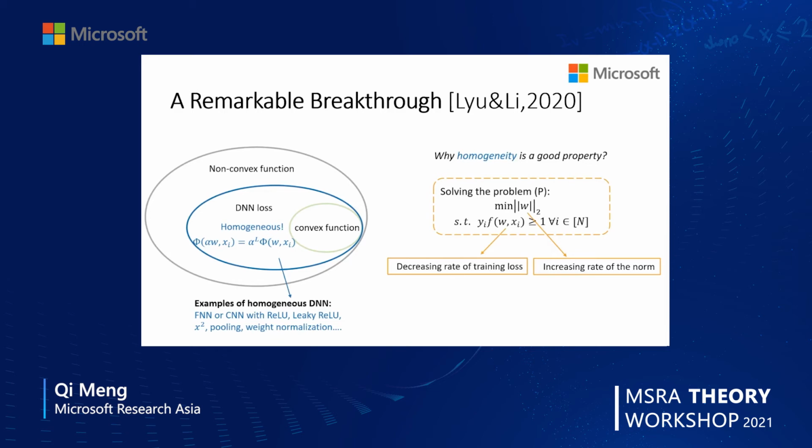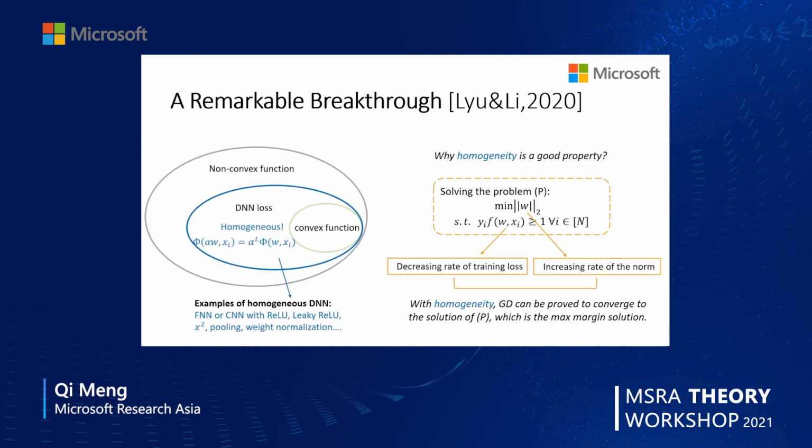And why is homogeneity a good property? Let us look at the margin maximization solutions. It is related to both the training loss and the norm of the parameters. With homogeneity, the decreasing rate of the training loss and the increasing rate of the norm will be bridged. With this property, they prove that gradient descent can converge to the max margin solution on separable data for this kind of deep neural network.